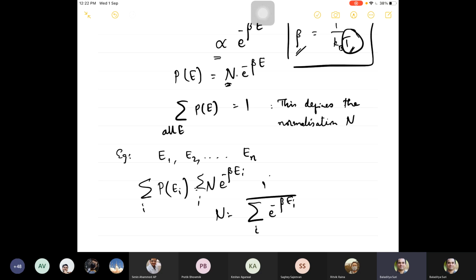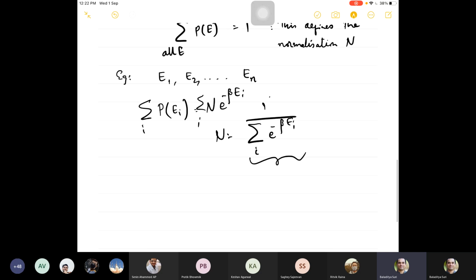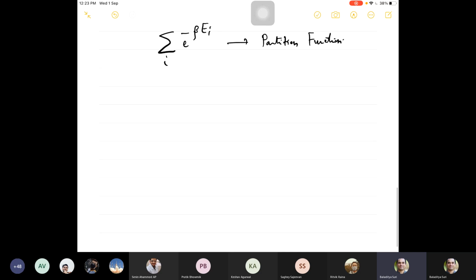This particular quantity, the summation over all i of e to the power of minus beta Ei, in statistical physics is called the partition function. We won't actually go into that, so just treat this N as a normalization constant. That is all it is, in reality.